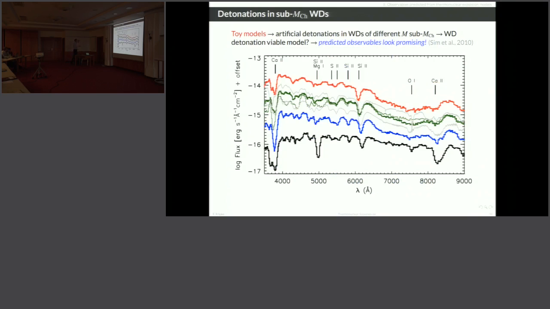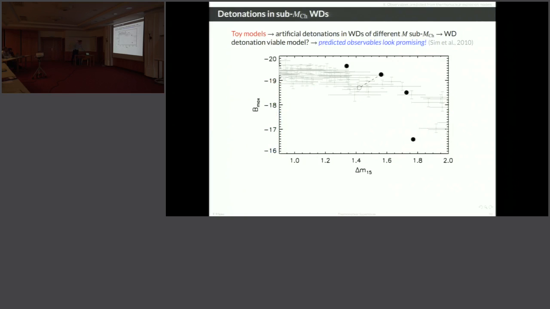So light curves and spectra, here in gray the spectra observations, and you see the spectra that are predicted by the explosion models with varying masses of the exploding sub-Chandrasekhar mass white dwarf. Now the interesting thing is that these models give rise to a trend of the connection between the peak luminosity and delta M15, the decline rate of the light curve, that follows the observed width luminosity relation. At least the trend is correct.